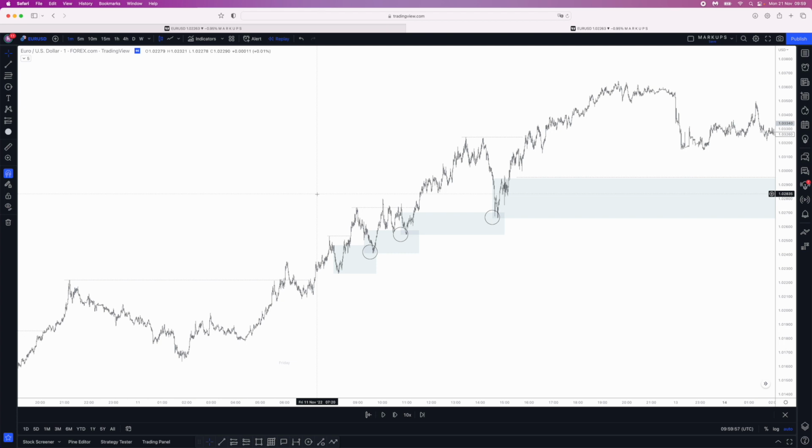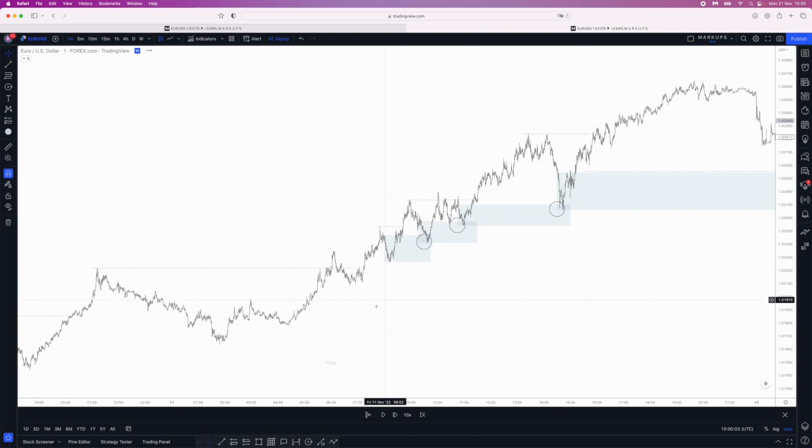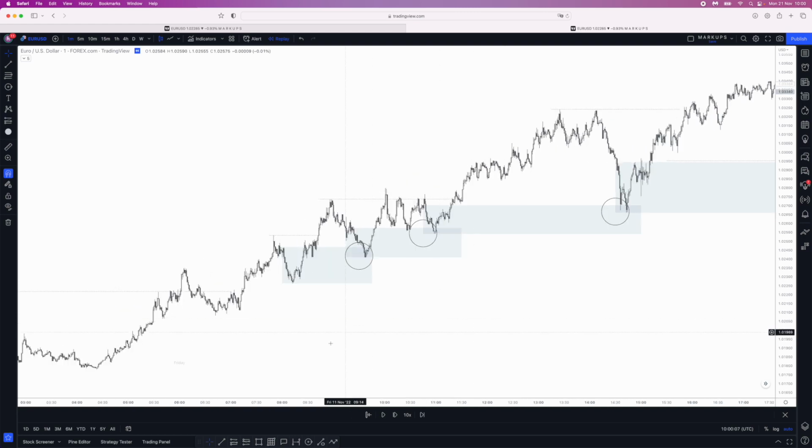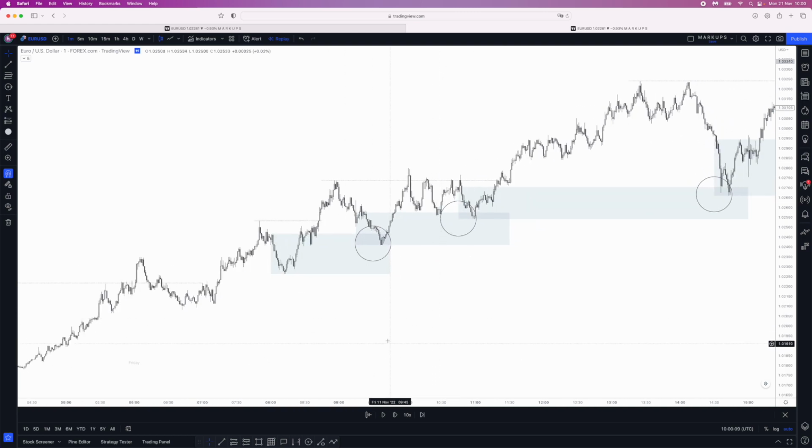Obviously, my trade plan back in the day was a lot more lenient than it is now. At the moment, I do look for specific things in order to get into the market, but I will go through and just see what we can see.